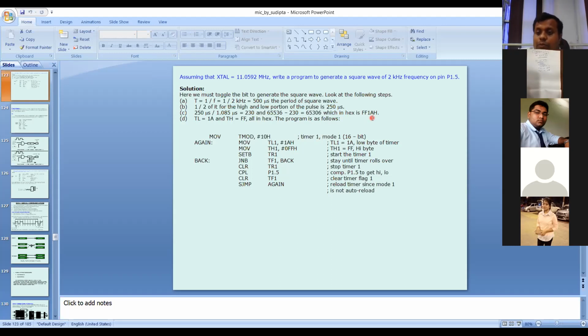We should put the initial value 65306, because from FF1A to FFFF, the counting will be 230. Is it clear? From FF1A to FFFF. That's why I'm calculating 65536 minus 230. So this is the initial value, 65306, which in hexadecimal is FF1A.